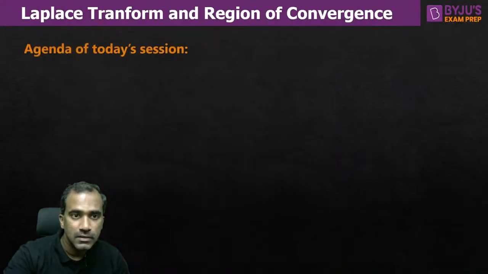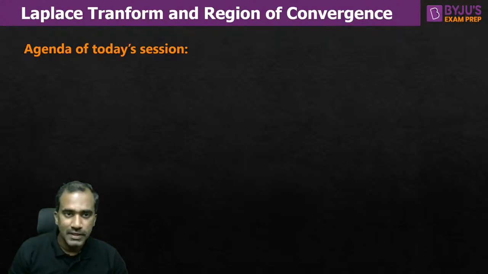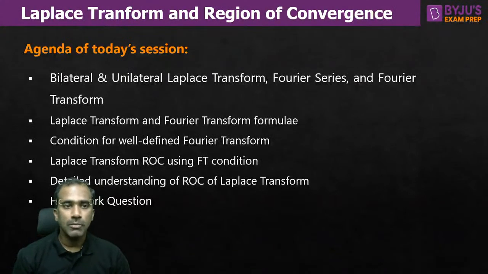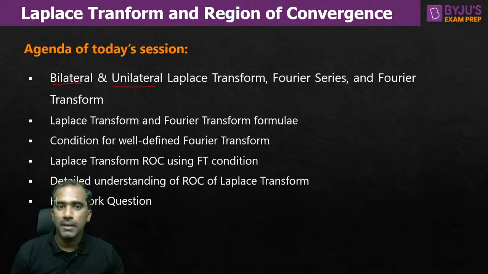Let's start. So what is the agenda of today's session? What all we are going to discuss in today's session? Let me quickly tell you that. First we're going to talk about bilateral Laplace transform and unilateral Laplace transform. We generally hear only about Laplace transform, but there are two types of Laplace transforms. One is bilateral, the second one is unilateral. We'll talk about what is the difference between them.